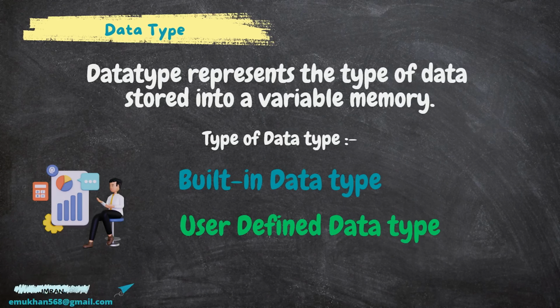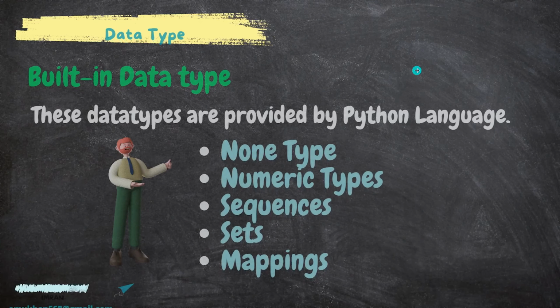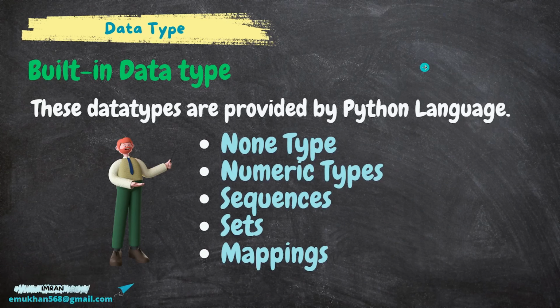So in Python, a data type represents the type of data stored in a variable's memory. There are mainly two types of Python data type. Number one is built-in data type. Another one is user-defined data type. In built-in data type, there are some categories like None type, numeric type, sequences, sets, and mapping. I will explain it. Let's go with the flow.